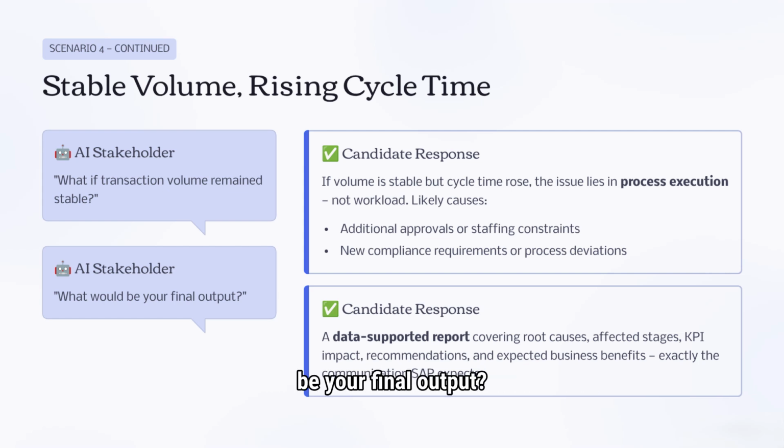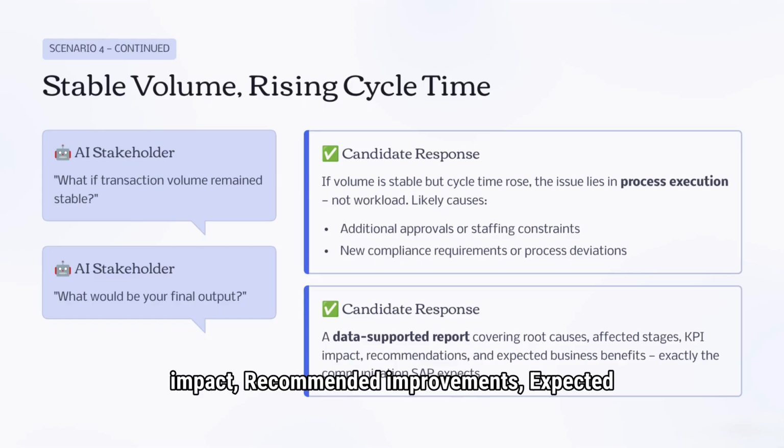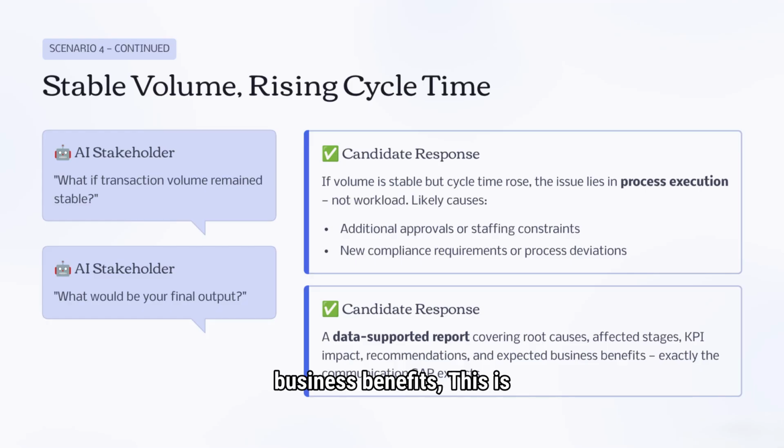AI stakeholder: What would be your final output? Candidate response: A data-supported report showing root causes, affected process stages, KPI impact, recommended improvements, and expected business benefits. This is exactly the type of business-oriented communication SAP expects from a process data analyst.